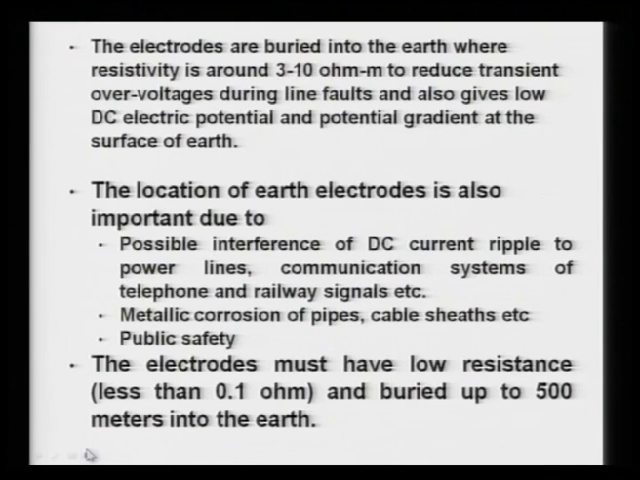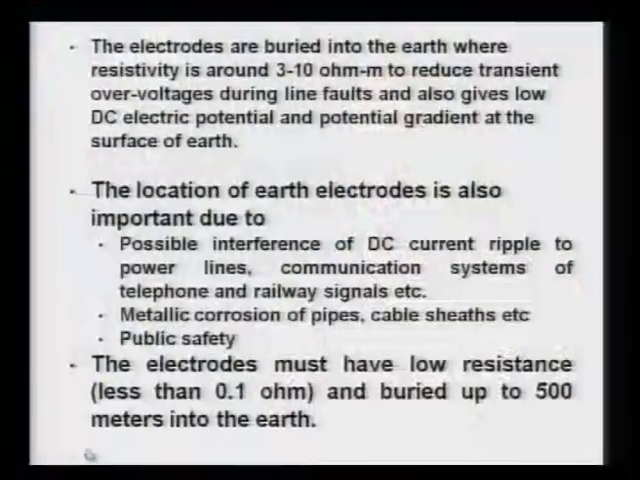Sometimes it also causes corrosion, as I discussed yesterday, and metallic corrosion of pipes and cables can be one of the concerns. Another major concern is public safety. If it is not deeply or properly grounded, then there will be a huge potential, and that may shock working people or other people. So, the electrode must have low resistance. Normally, it should be less than 0.1 ohm and buried up to 500 meter into the earth. We even put other chemicals so that we can reduce the resistance, so the resistance to the current flow should be as minimum as possible.